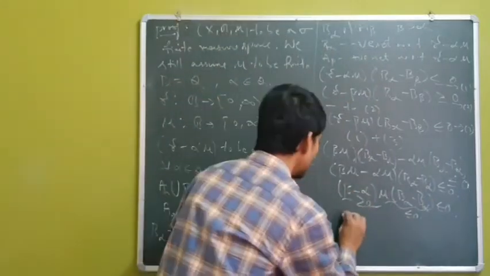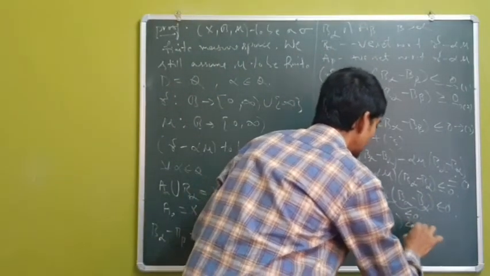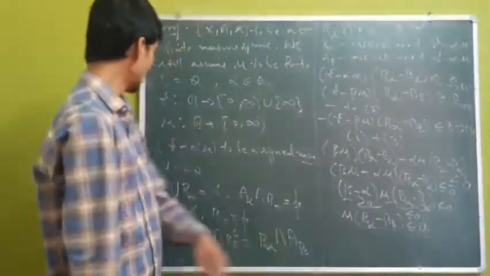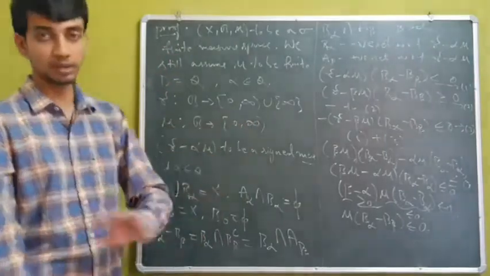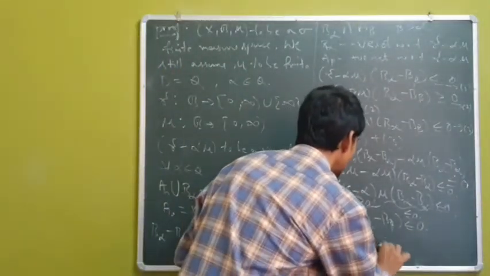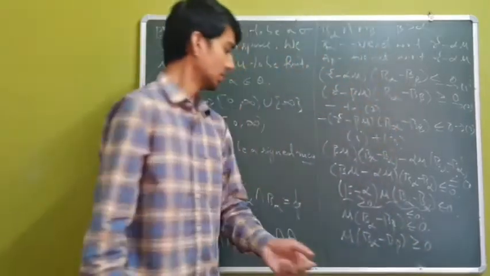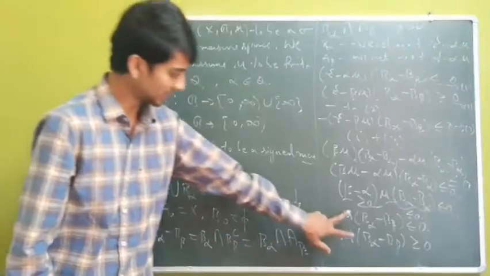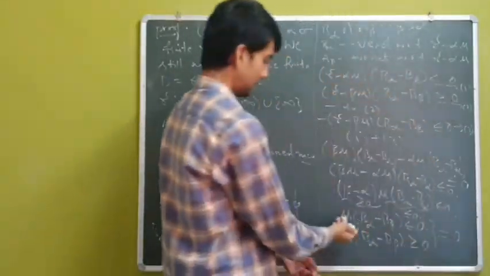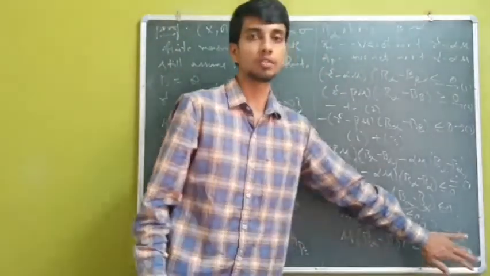So we have here mu of B_alpha minus B_beta to be less than or equal to 0. But we know that mu is a measure. So having defined mu to be a measure, we always have mu of B_alpha minus B_beta greater than or equal to 0. So by these two inequalities, we have mu of B_alpha minus B_beta to be equal to 0.